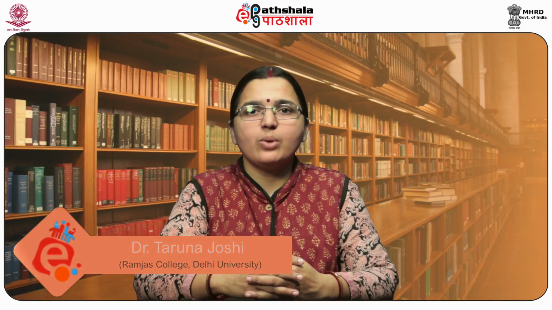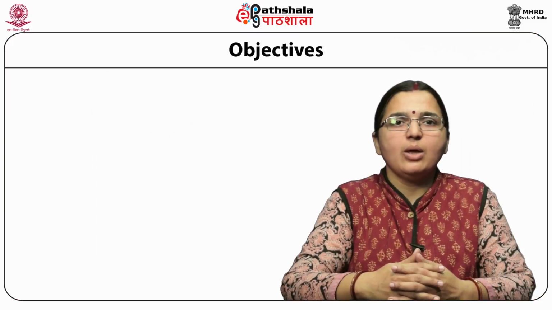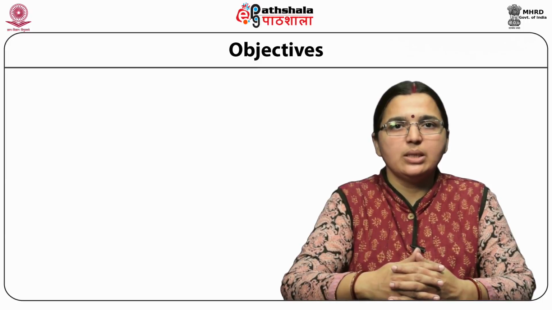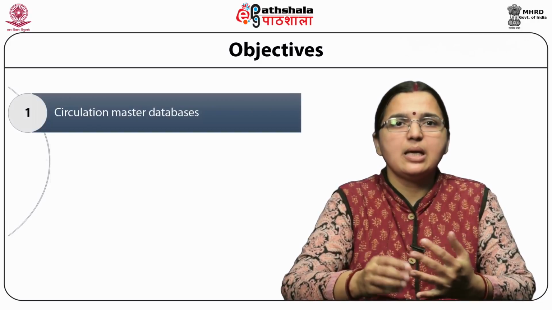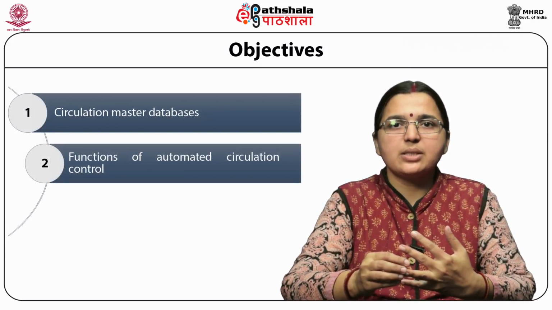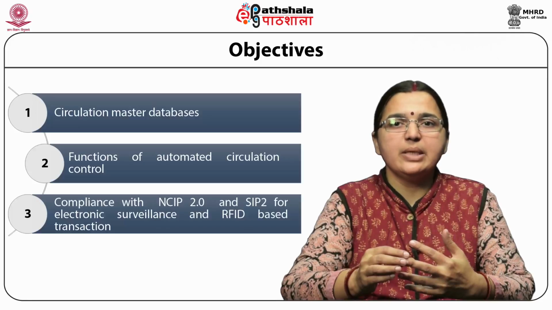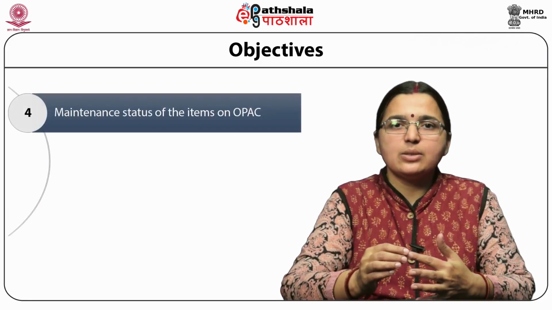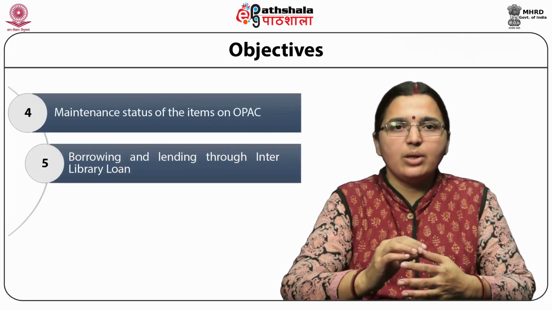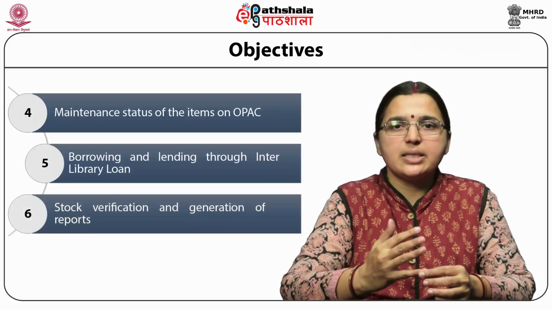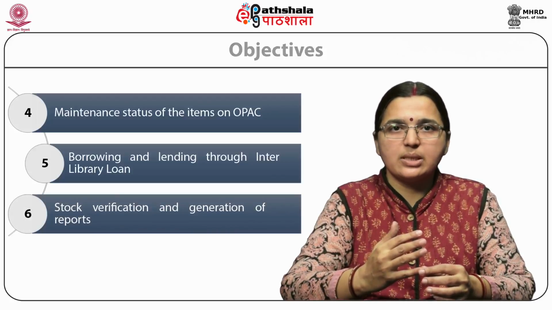Today I am going to talk about circulation from paper ICT for libraries. Now let's see what are the objectives of the module. Objectives are to study about the circulation master databases, functions of automated circulation control, compliance with NCIP 2.0 and SIP 2 for electronic surveillance and RFID based transaction, maintenance status of the items on online catalog, borrowing and lending through interlibrary loan, and stock verification and generation of different types of reports.